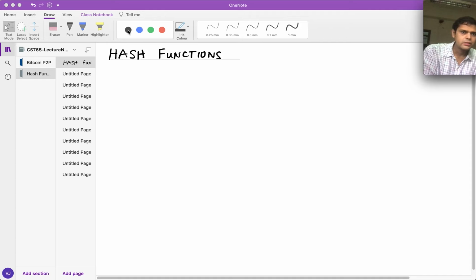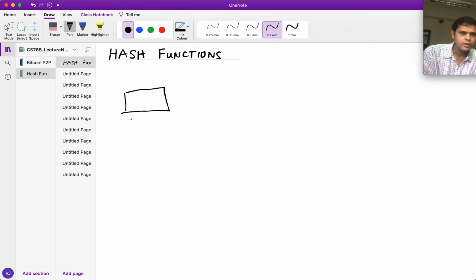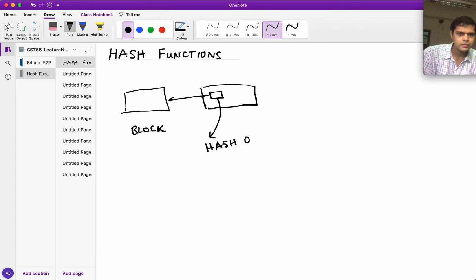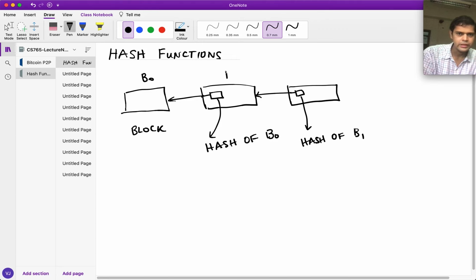So recall that we had said that in Bitcoin you have blocks, and within every block you have the hash value of the previous block. So suppose this is block B0. So this is hash of B0 stored here. This would be hash of B1 and so on, where B1 is the next block.